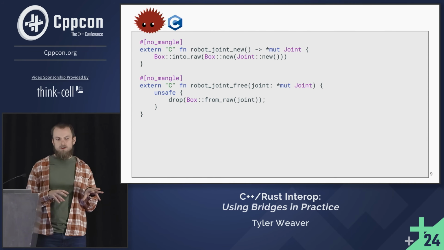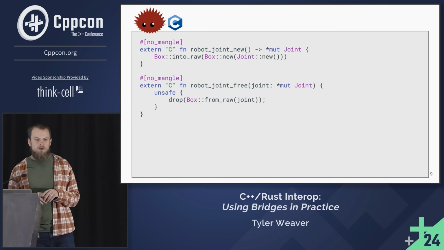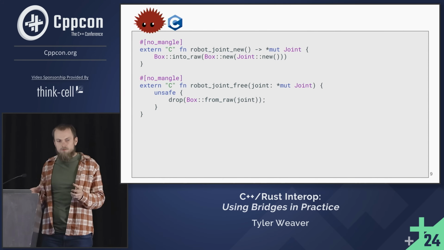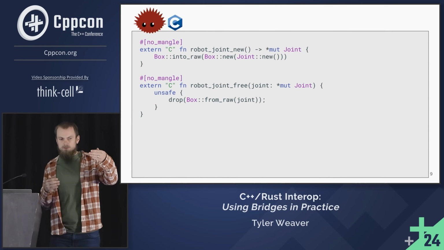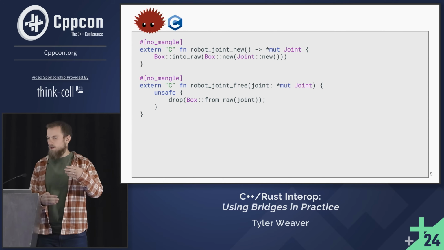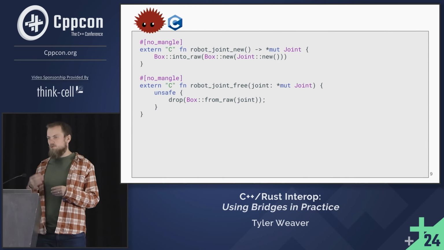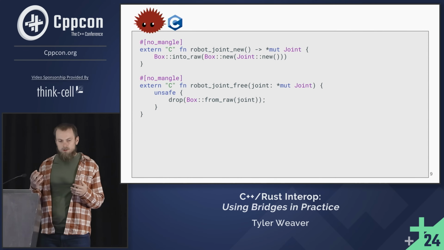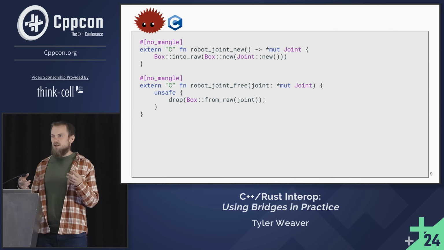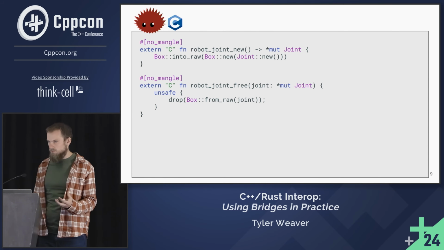On the unsafe side, on Coro's side, we're going to write a couple C functions. One to create a new object and one to delete it. This is a matching pair. And the reason we need this, among many reasons, is your allocators and deallocators have to come in pairs.